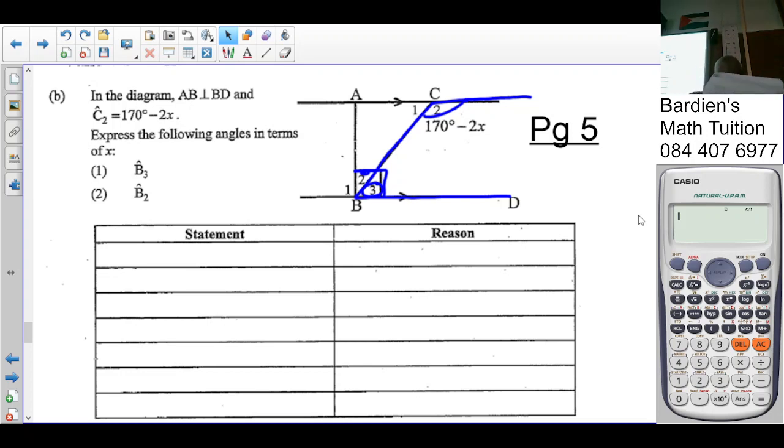Now, where's your attempt? So with these two, first work out B3. So 170 minus 2x plus B3 equals 180. Do that, work out B3 and you bring it back. Let me see what you got.